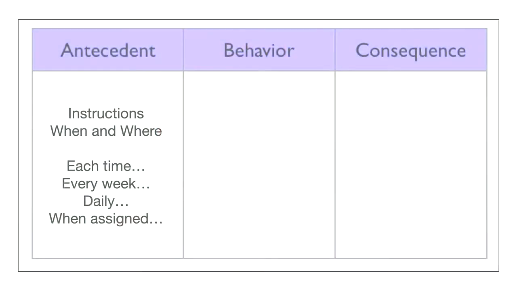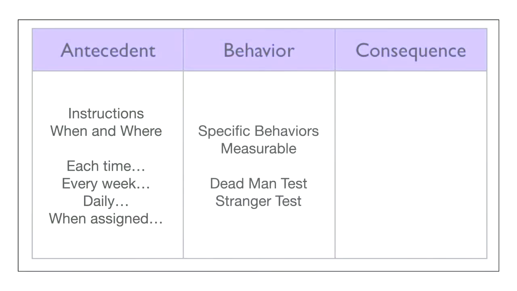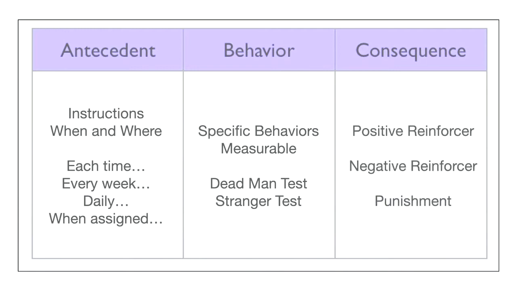Now the behavior part comes in here when we're doing behavior management, when we're doing operant conditioning. We need to very, very specifically describe the behaviors that we're talking about. We'll be getting to that in just a second here. Look at the consequences. There are positive reinforcers, negative reinforcers, all kinds of punishment. We're going to get into some detail about that. But for right now, I want to take a look at these two right here, the dead man test and the stranger test.